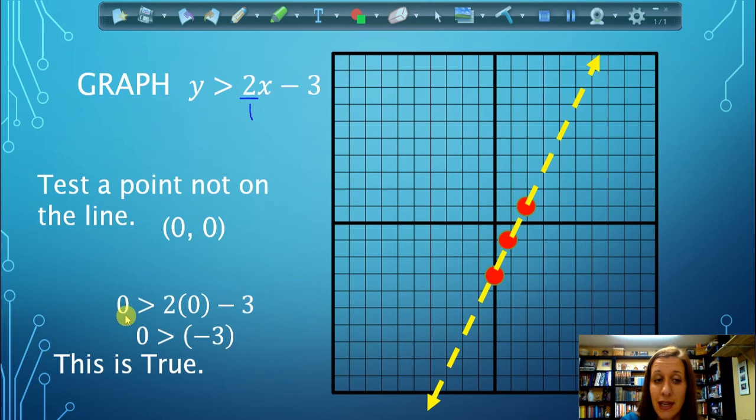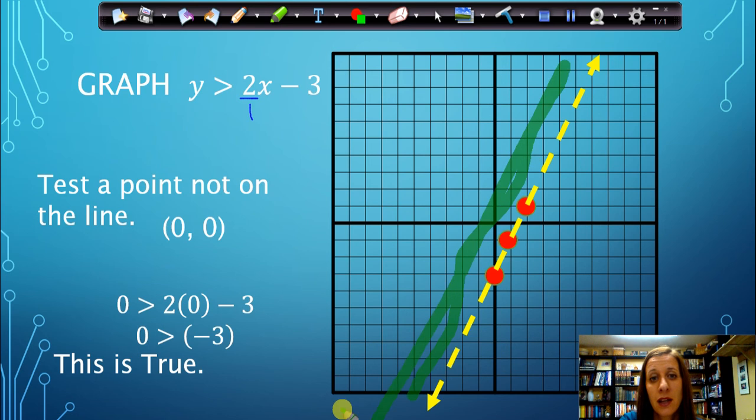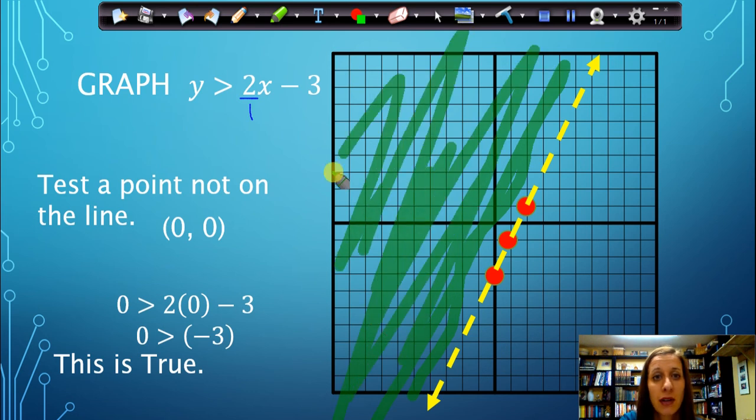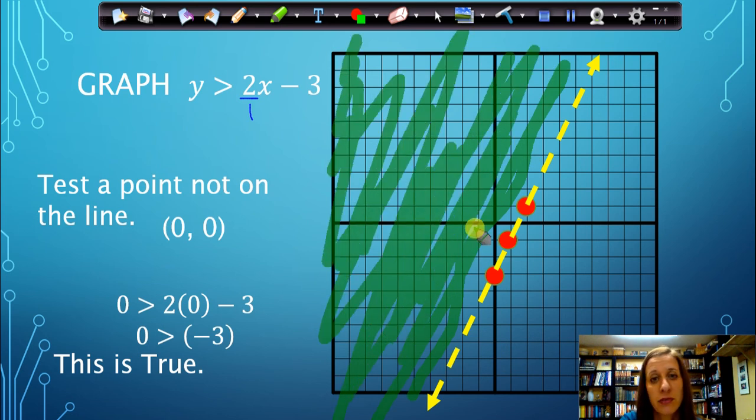When I do that, I get 0 is greater than 2 times 0 minus 3, and when I evaluate the right side of the inequality, I get -3. So 0 is greater than -3. This is a true statement. So that means that point is a solution for our graph, which means every point on this side of our line is a solution. So when we shade, we are going to shade everything on the top left of our graph, and hopefully you guys can do a better job shading than I am.